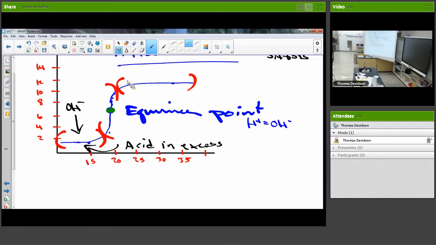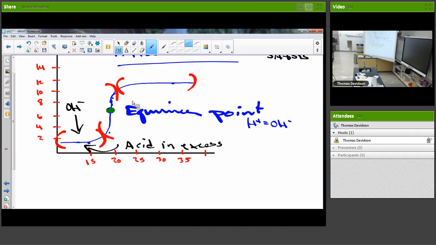But then it flattens out, and that's because we've overwhelmed the system, and we just have a nice high concentration of OH minus. There's no more H plus being consumed, so it's just pretty much flat. So you don't have to write things, but just understand, like if it said the place on the graph where OH is being neutralized by H, that would be here.